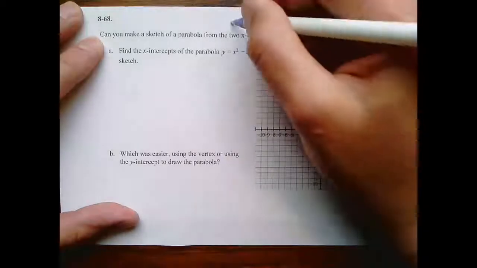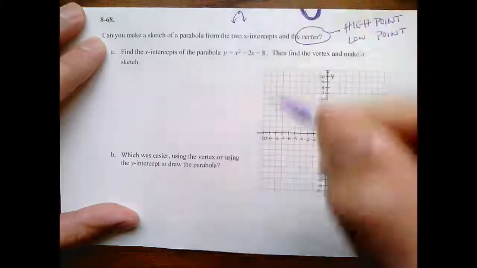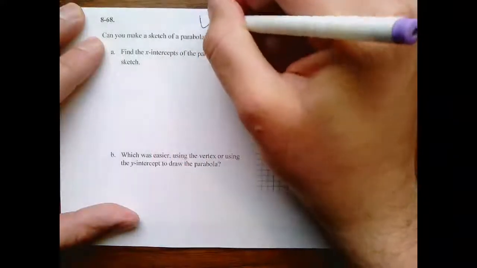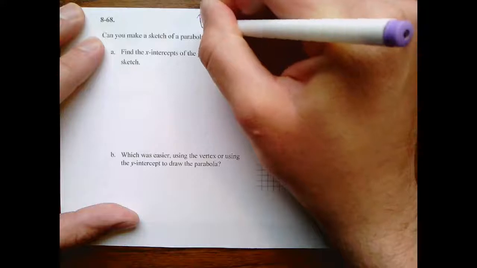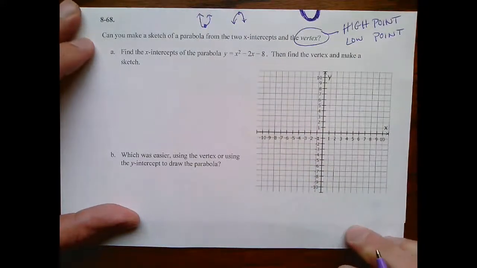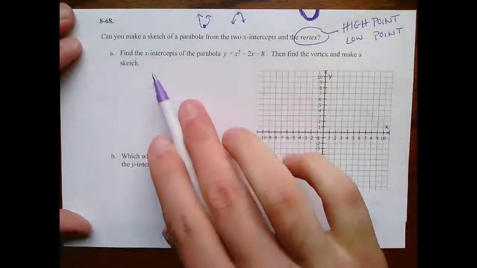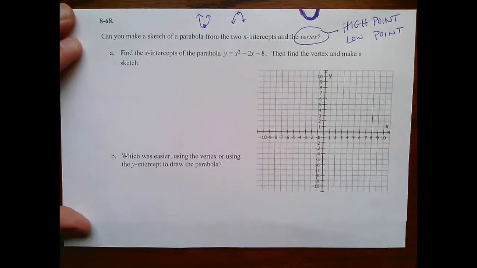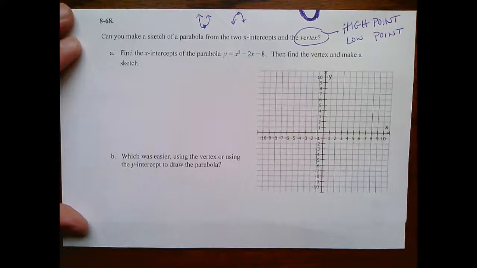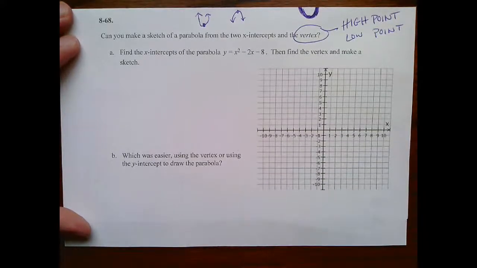If a parabola is facing downwards, then it has a high point for a vertex. If a parabola is facing upwards, it has a low point or a minimum for a vertex. And remember, the nice special thing about these is the vertex has to be halfway in between the x-intercepts. So if I can find the x-intercepts, then I can find the vertex. Okay, first things first, find the x-intercepts of a parabola y equals x squared minus 2x minus 8.